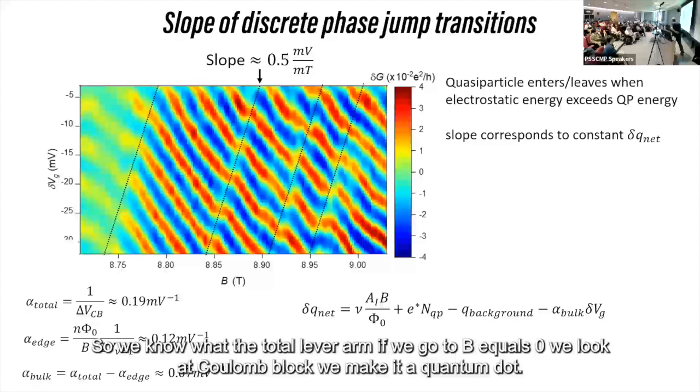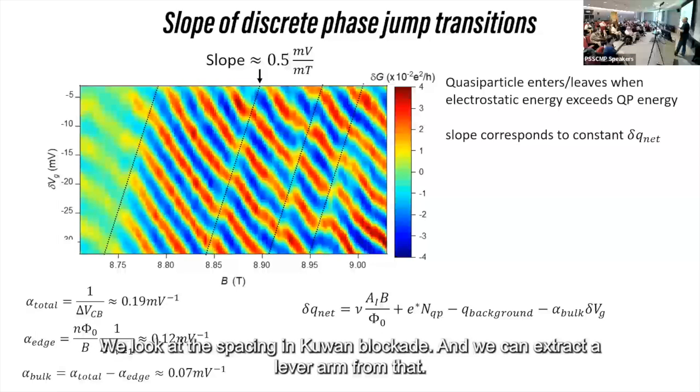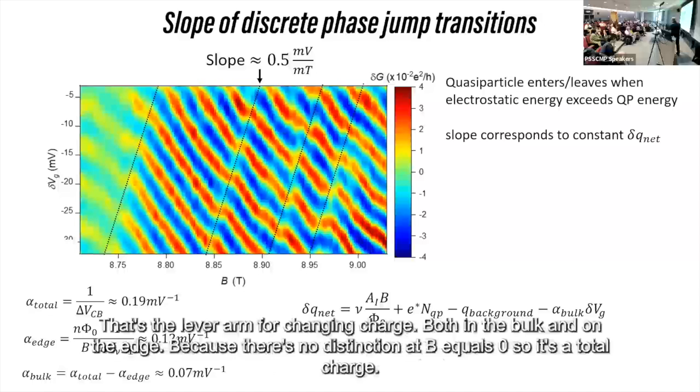So we know the total lever arm. If we go to B equals 0, we look at Coulomb blockade, we make it a quantum dot, we look at the spacing in Coulomb blockade, and we can extract the lever arm from that. That's the lever arm for changing charge both in the bulk and on the edge. There's no distinction at B equals 0, so it's a total charge.